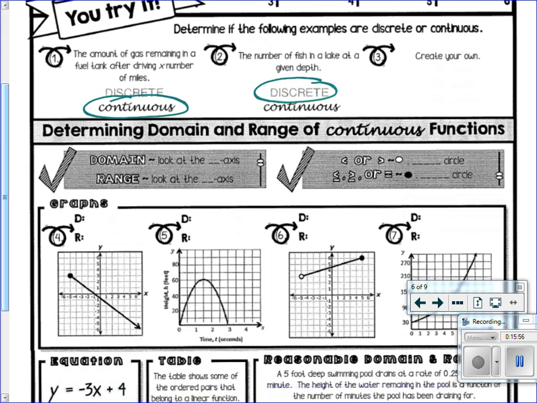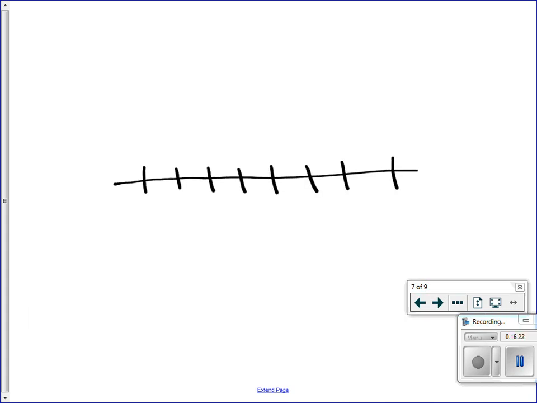Okay. Now for domain and range when it comes to continuous. When it comes to a graph, if it is domain, which axis do you think we're going to look at? The x-axis. And if it's range, we're going to look at the y-axis. Now the other thing that we are going to be doing, we're going to be using inequality signs. So back to 6th grade.